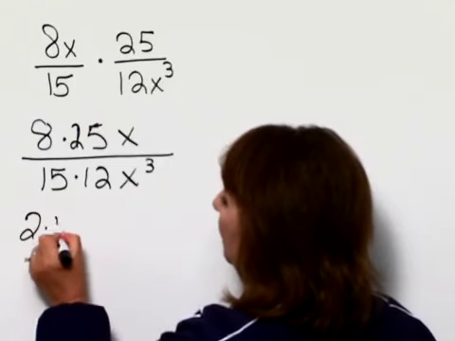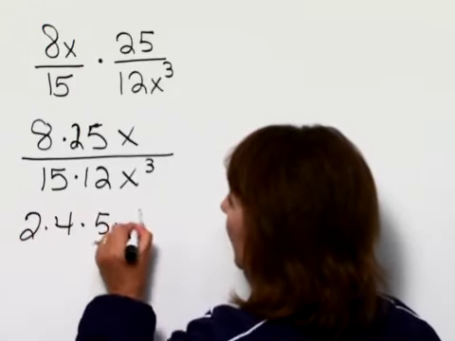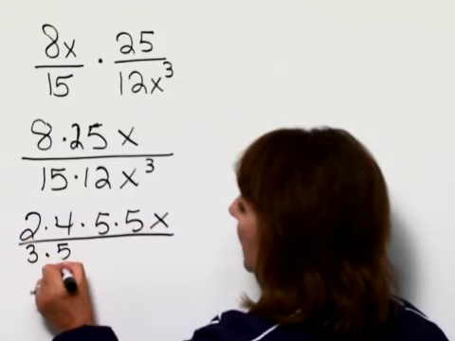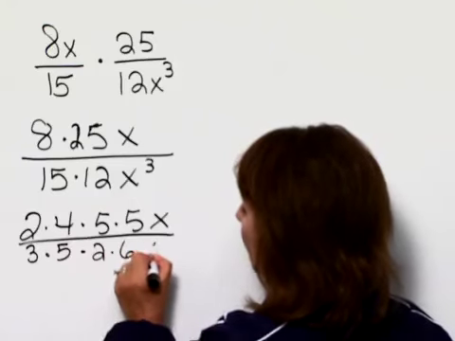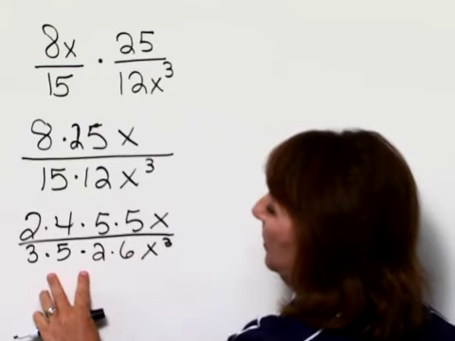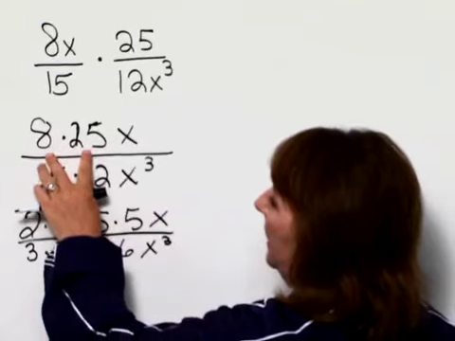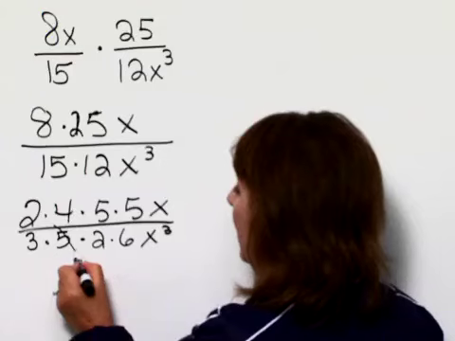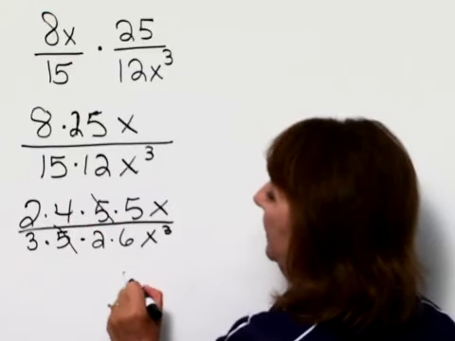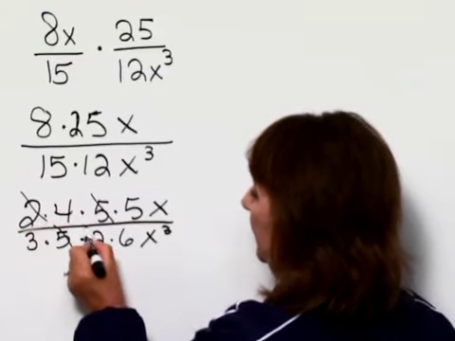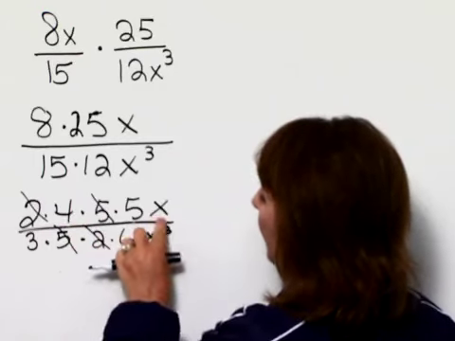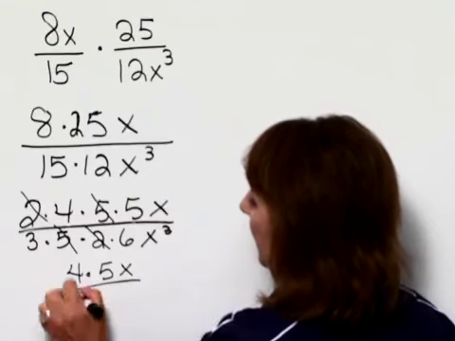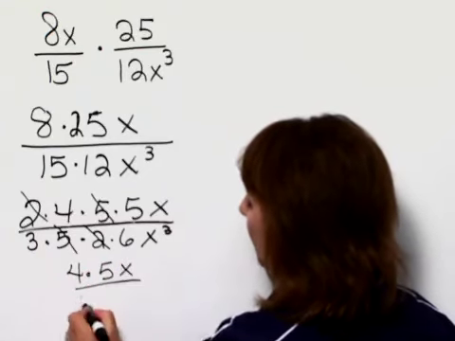Factor 8 to 2 times 4, 25 to 5 times 5 times x, 15 to 3 times 5, and 12 to 2 times 6 times x cubed. Again, right now we're just working with the numerical part. So I factored the 8, the 25, the 15 and the 12. Now I'm going to factor out common factors. A common factor of 5 and 5 here, so I'm going to divide out the 5s, divide out the 2s here. And I have 4 times 5 times x in the numerator and 3 times 6 times x cubed in the denominator.